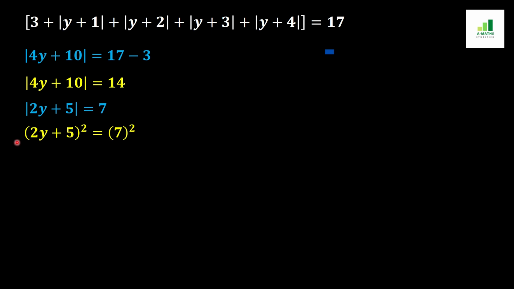Now in the next step we should apply squaring on both sides of the equation, and you can see that this 2y + 5 will be the (a + b) whole square formula. It means that this side of the equation will expand with the (a + b) whole square formula, and we will get 4y² + 20y + 25, and this 7 will convert to 49 after applying the square on 7.